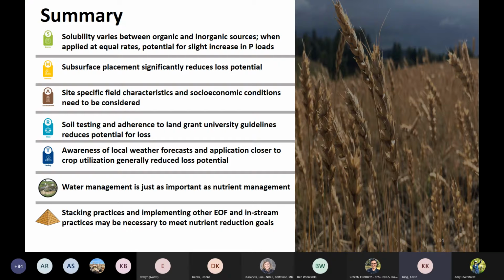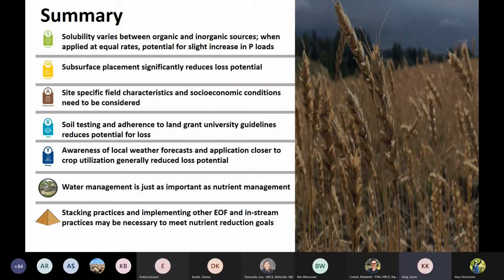Not every farm, field, or producer is the same. Thus, site-specific field characteristics and socioeconomic conditions need to be considered in the assessment part of SMART. The R in SMART, or rate, should focus on soil testing and, at a minimum, adherence to land-grant university guidelines. Applying rates consistent with crop requirements or less reduces nutrient loss.